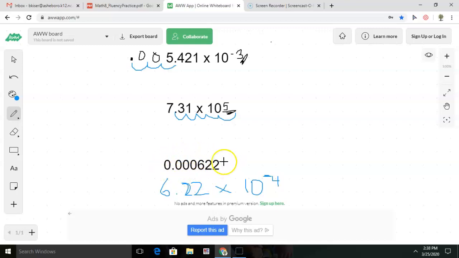So this is the same thing as this, except this is numeric form and that is scientific notation. But that 10 to the negative 4th shows me that this is a small number, much smaller than 6.22. And we know that 0.000622 is a small number, smaller than 6.22. And that helps us check to make sure we did it right. Hope this helps.